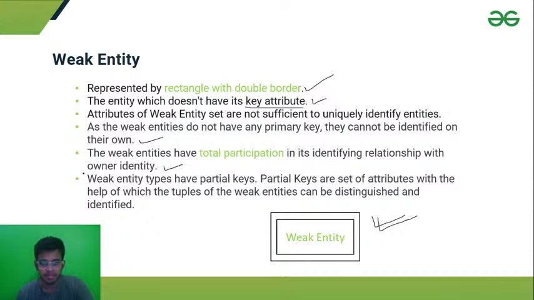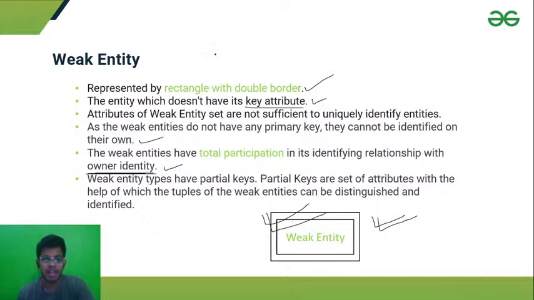The owner entity is a strong entity set. So overall, what is a weak entity set? The existence of a weak entity set depends upon the strong entity set. If there is no strong entity associated with a weak entity, then the weak entity does not exist. So if the strong entity exists, then only the weak entity exists. Otherwise, it does not exist.